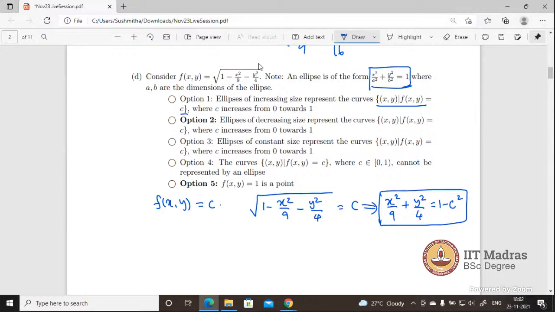Okay, so now the question is ellipses of increasing size. By increasing size, what do you mean? The ellipse inside is smaller than the ellipse outside, right? And this is smaller than both of these, right? So increasing size just means which ellipse is bigger. So ellipses of increasing size represent curves of this type. So f of x y is equal to c is represented like this because we have simplified, right?